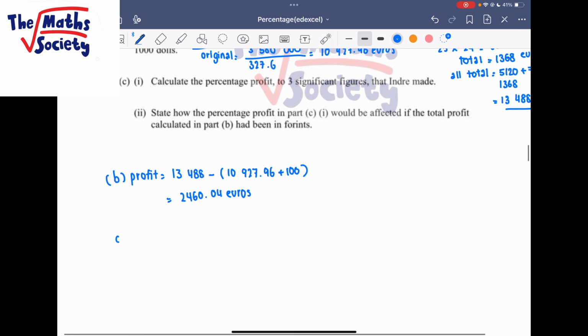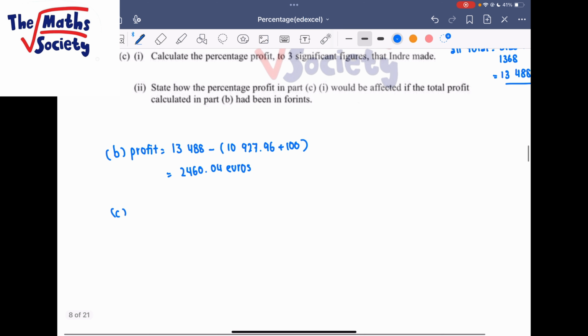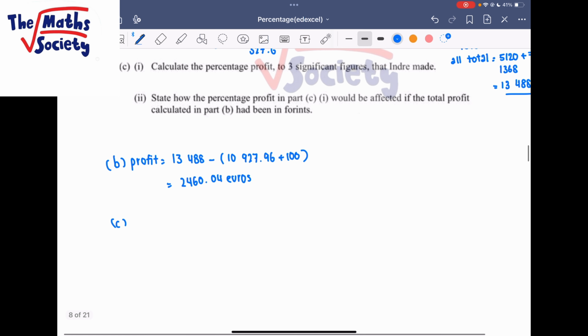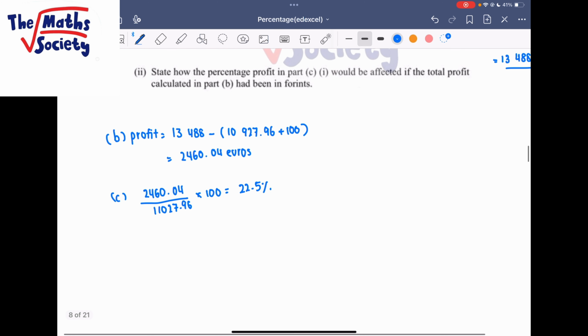So C1 says to calculate the percentage profit in 3 decimal places. We just need to know the percentage. So it means she was making 2460.04, right? And the original was 11027.96. So that would be multiplied by 100, which means you will get 22.5% of profit. So this was the profit percentage that she was making.